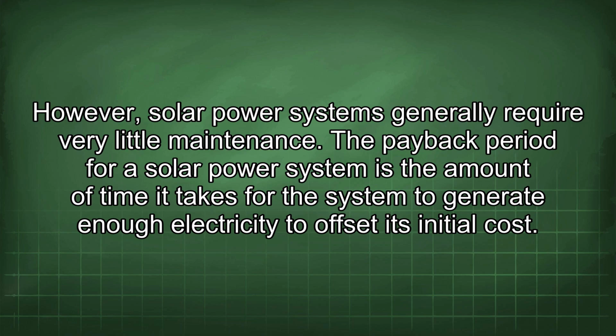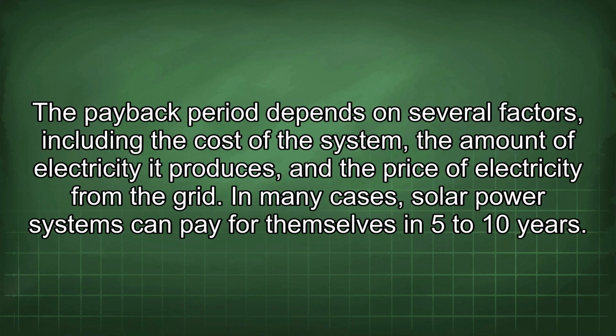The payback period for a solar power system is the amount of time it takes for the system to generate enough electricity to offset its initial cost. The payback period depends on several factors, including the cost of the system, the amount of electricity it produces, and the price of electricity from the grid. In many cases, solar power systems can pay for themselves in 5 to 10 years.